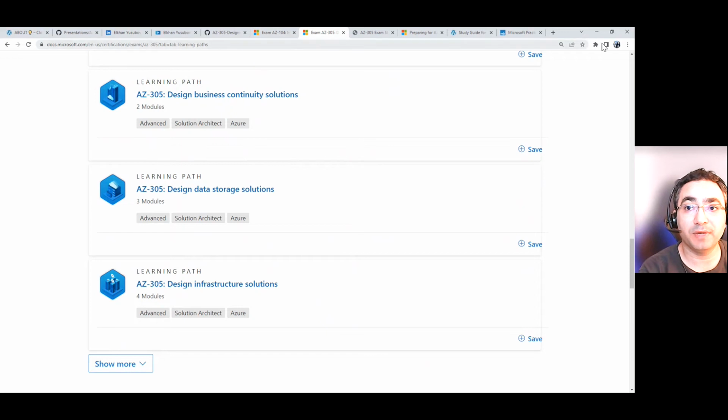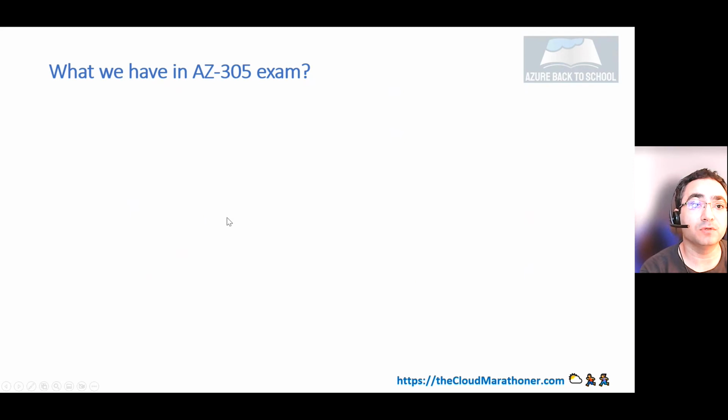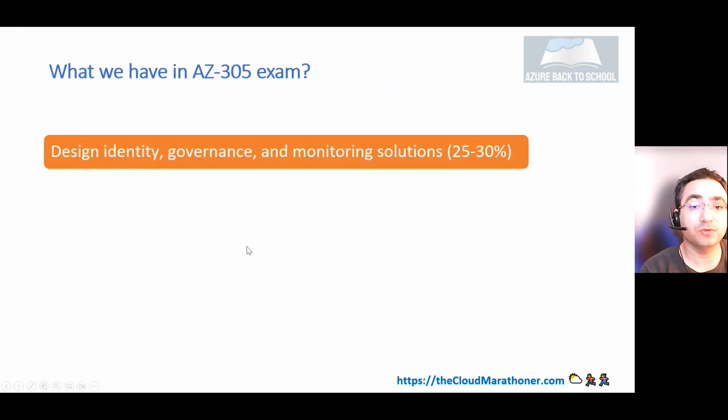Okay, let's go back to this exam. So we know what the prerequisites are and what you need to go through and learn. Next, let's look into what we have in the AZ 305 exam. As mentioned on the exam page, it consists of four pieces. The first part is designing identity, governance, and monitoring solutions. Of course, when we speak about identity, Azure Active Directory is a big part of it, including the governance and monitoring solutions that we have in Microsoft Azure.